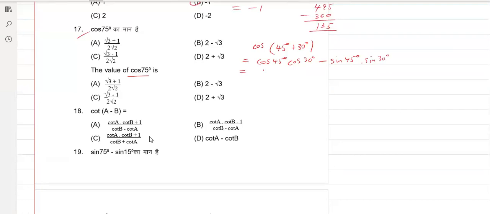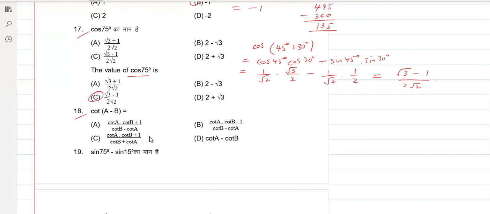Cos of 45 is 1 over root 2. Cos of 30 is root 3 over 2, minus sine of 45, which is 1 over root 2, times sine 30, which is half. You can see we have a common denominator. So root 3 minus 1 over 2 root 2. Direct. The answer is C.